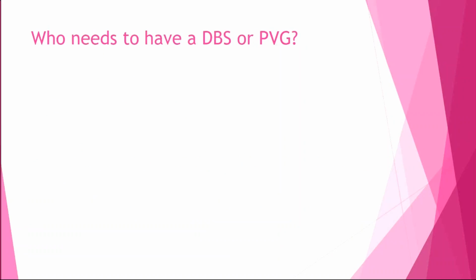Who needs to have a DBS or PVG? I should point out now that both the DBS and PVG are criminal record checks. The Disclosure and Barring Service, also known as the DBS, operates in England and Wales. The PVG scheme operates in Scotland and is run by Disclosure Scotland.